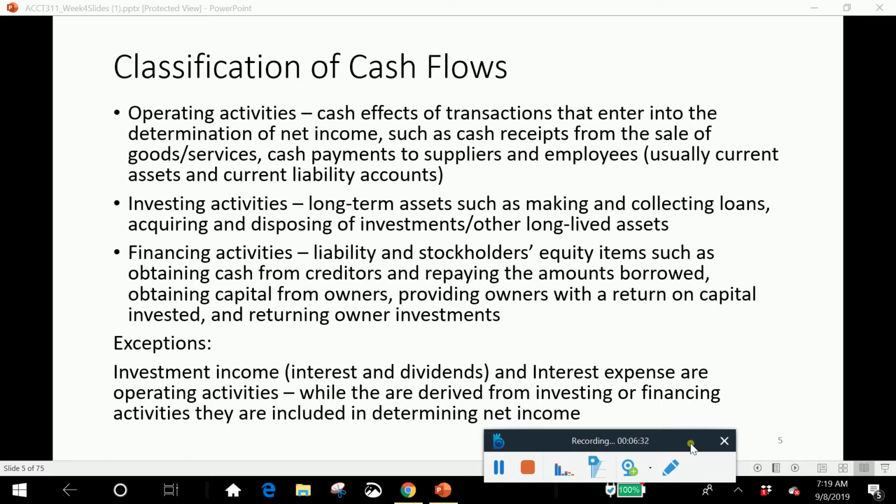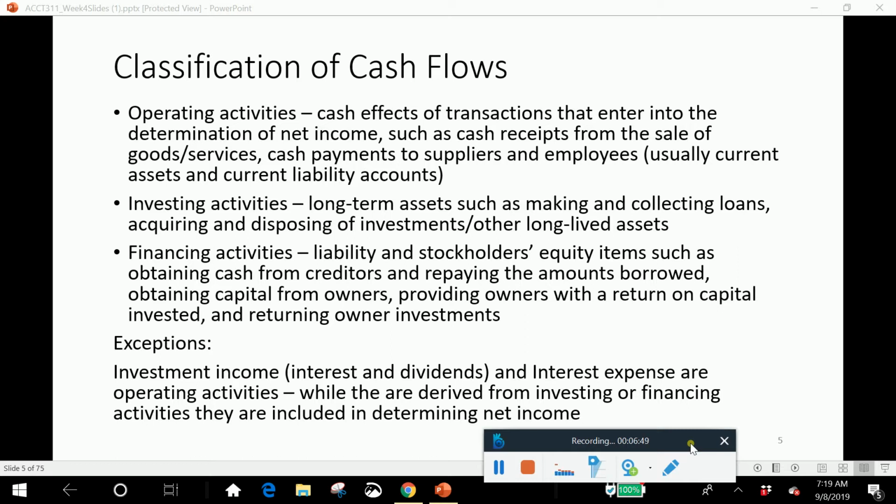And financing activities are activities such as obtaining cash from creditors, repaying the amounts borrowed, obtaining capital from owners, providing owners with a return on capital invested, and returning owners' investments.